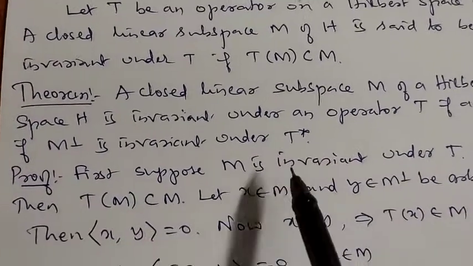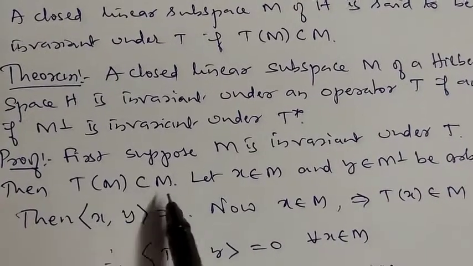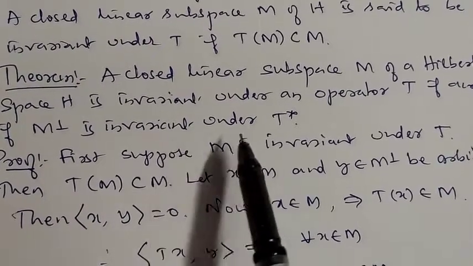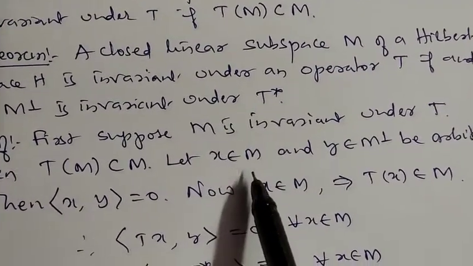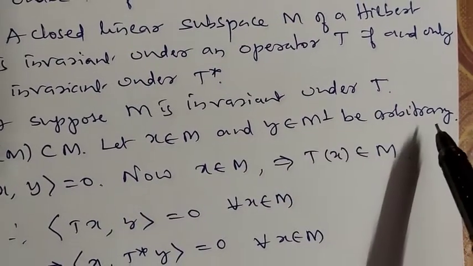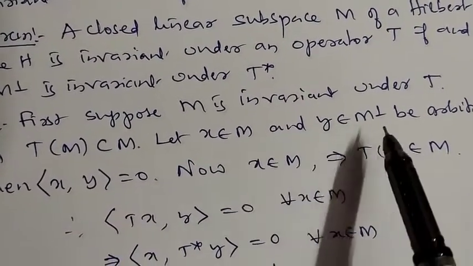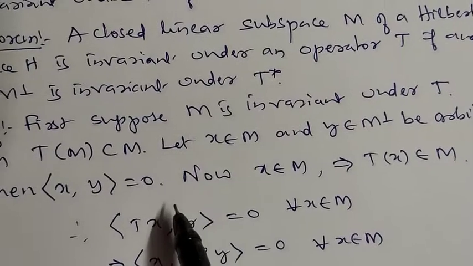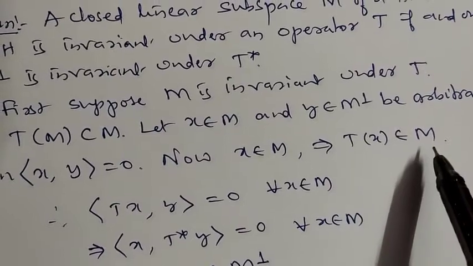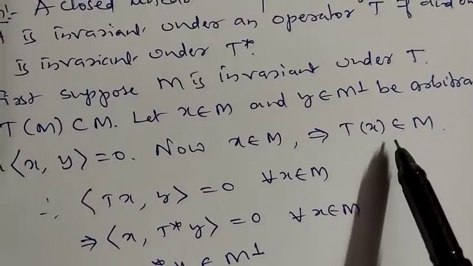First, let M be invariant under T. M invariant under T means T of M is contained in M. Now we need to show M perp is invariant under T star. For this, let X belong to M and Y belong to M perp, the orthogonal complement of M, be arbitrary elements. Then the inner product of X, Y is 0 because Y belongs to M perp. Now X belongs to M implies T of X belongs to M because M is invariant under T.